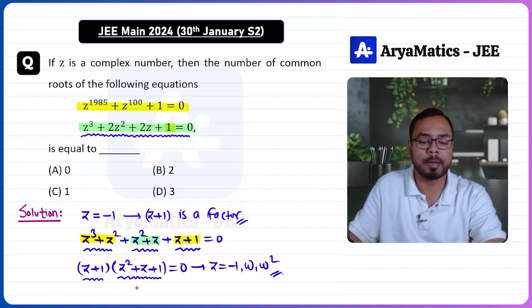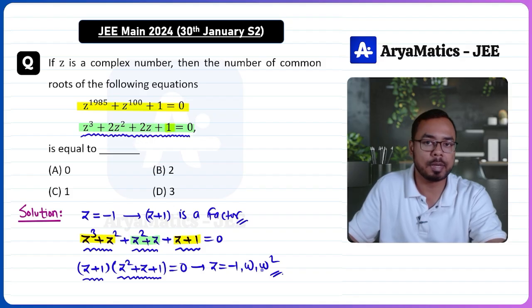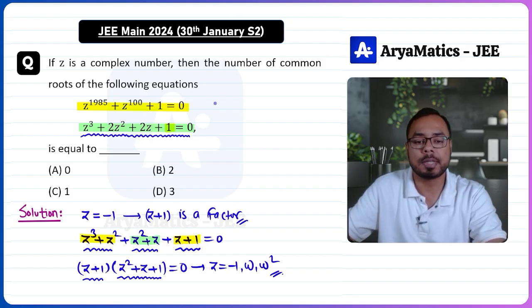And now we need to check minus 1, which we got from z plus 1, and omega and omega square from this quadratic equation, z square plus z plus 1 equals 0. Now we need to check whether these numbers are also roots of the first equation or not. So let us check one by one.